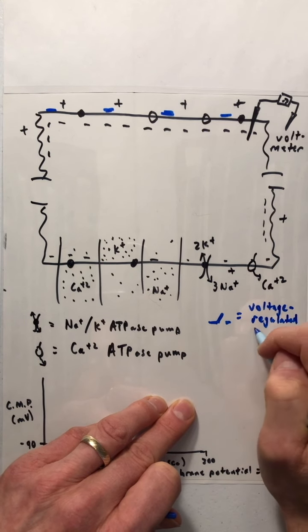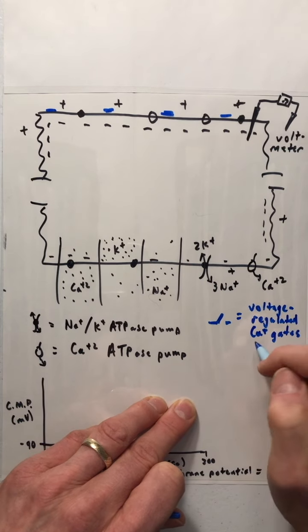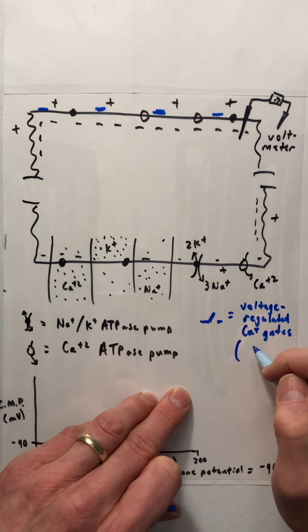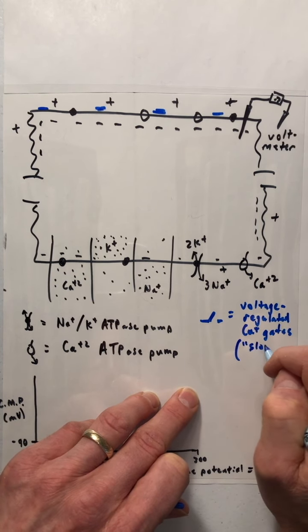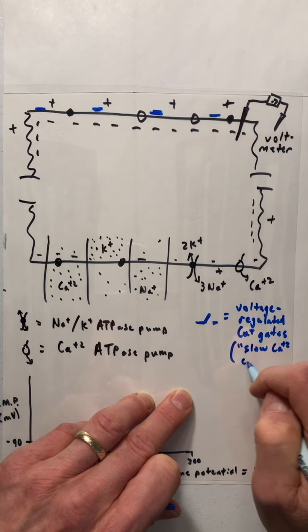Voltage regulated calcium gates. By the way, in these cells, they're sometimes called slow calcium channels because when they do open up, they open up a little bit slower in a more delayed fashion. So the phrase slow calcium channels is sometimes used for these gates.